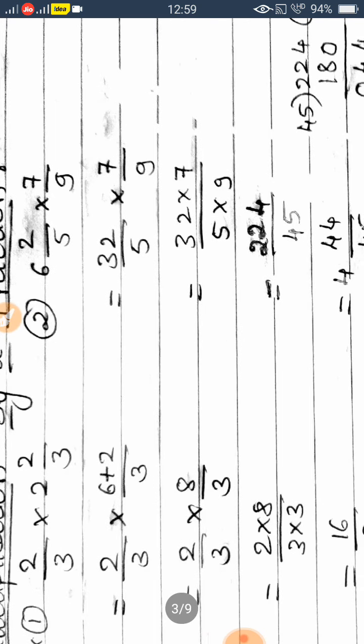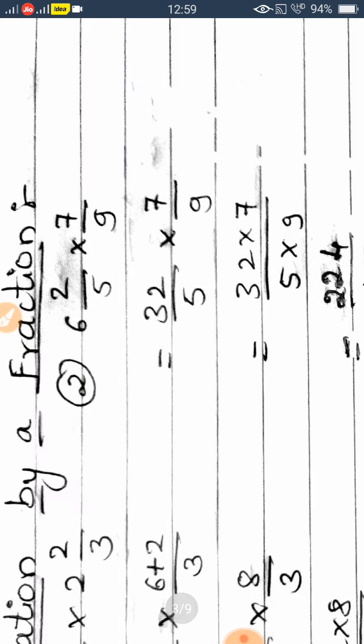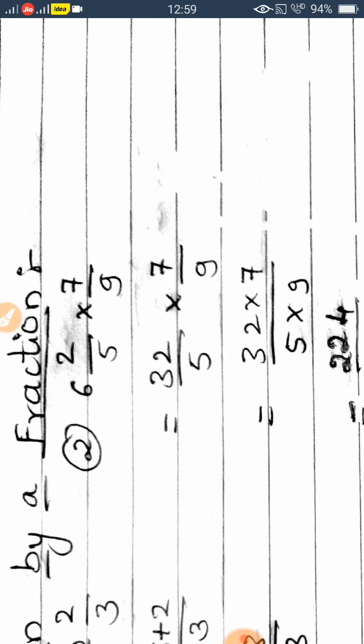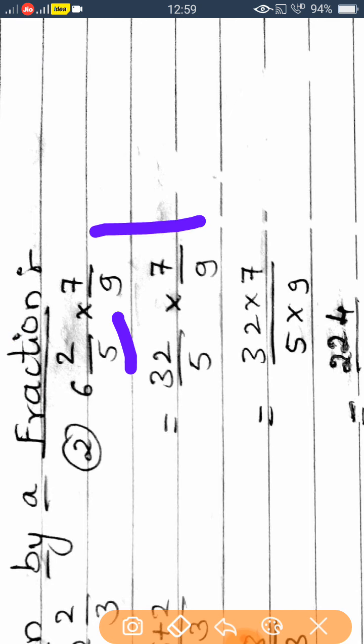Or else, see the second question also. First a mixed fraction, then a proper fraction. That is 6 and 2 by 5 into 7 by 9. Here also 6 and 2 by 5 is a mixed fraction. We have to convert it into an improper fraction. So 6 5s are 30 plus 2 is 32. Then 32 by 5 remains as it is.